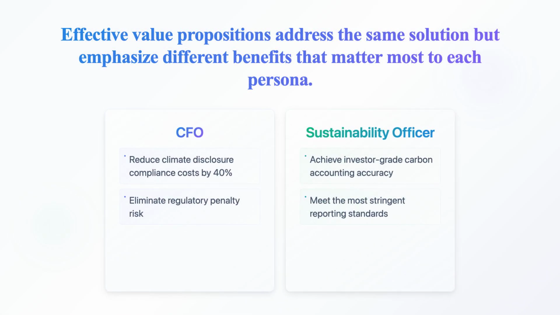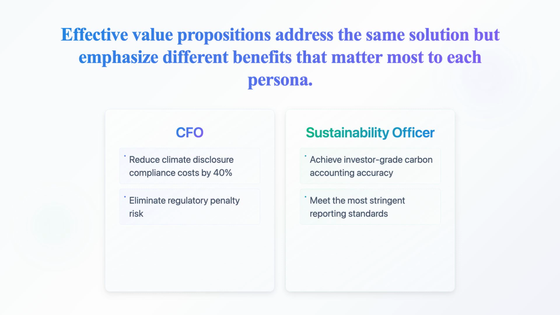Now, let's practice crafting personalized value propositions for each buying committee member. For the CFO at a manufacturing company facing SEC disclosure requirements, your value proposition might be: reduce climate disclosure compliance costs by 40% while eliminating regulatory penalty risk through automated audit-ready emissions reporting. This speaks directly to their cost control and risk management priorities.